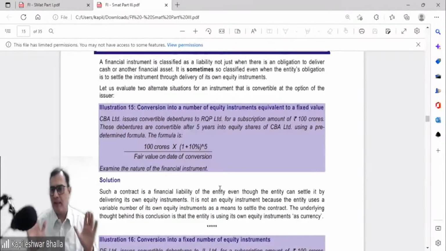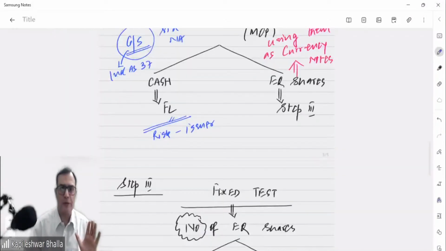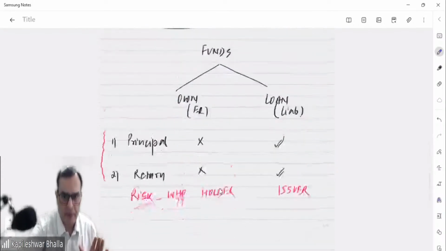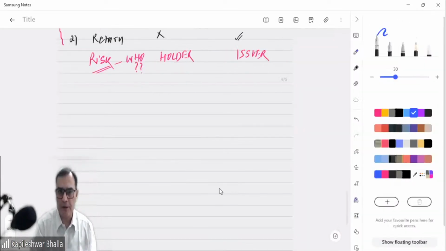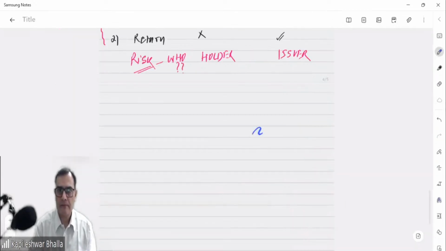But let's apply my 3-step model. I'd like to take you back to illustration 15 on page 12.102 and apply my 3-step model to get my answers very clear. So let me just begin the journey. I'm looking at step number 1, step number 2, step number 3.